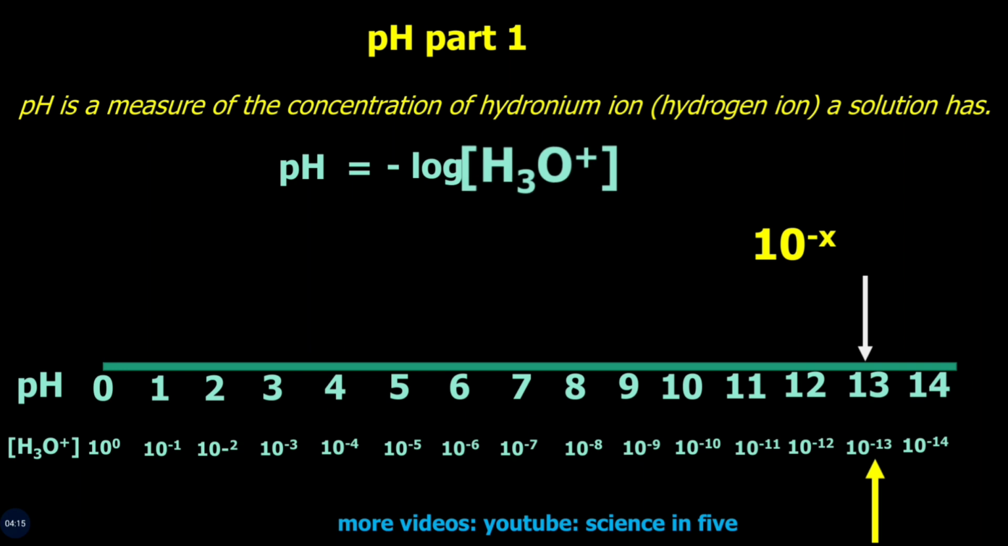What happens if the concentration of the hydronium ions increases? Well, the pH of the solution decreases. So a solution with a low pH implies that the concentration of hydronium ions is quite high. What happens if the concentration of hydronium ions decreases? Well, this means the pH of the solution is now beginning to increase.